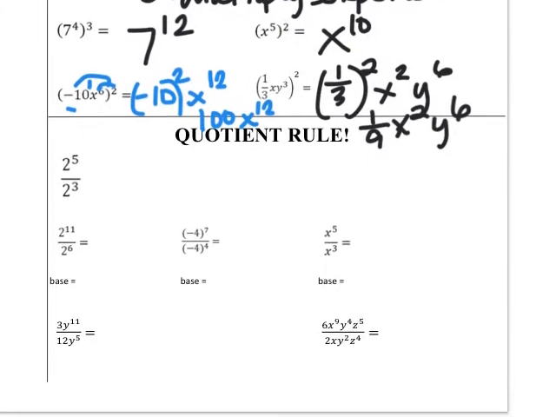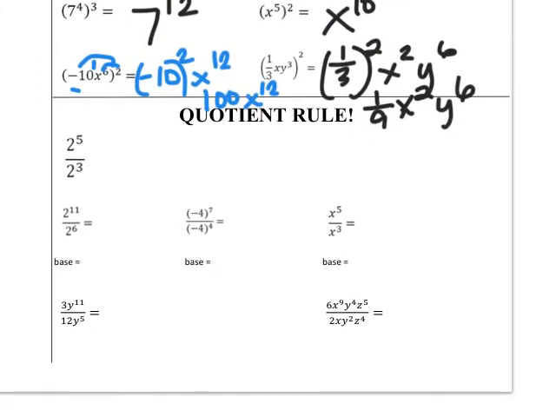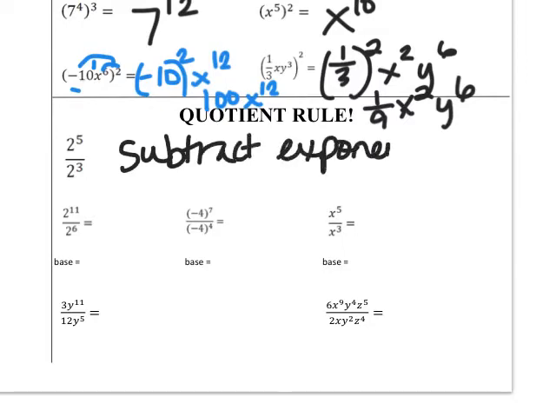Okay, pressing ahead. Quotient rule. Remember, I always think of it as, do I have more on the top than on the bottom? But what you are doing is you are subtracting the exponents as long as you have the same base. So our base there is 2. 11 minus 6 is 5.